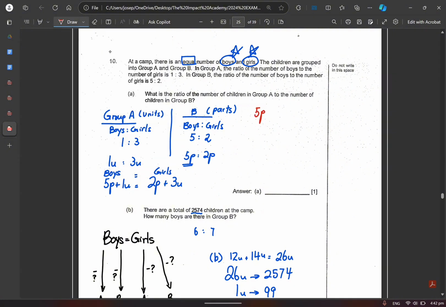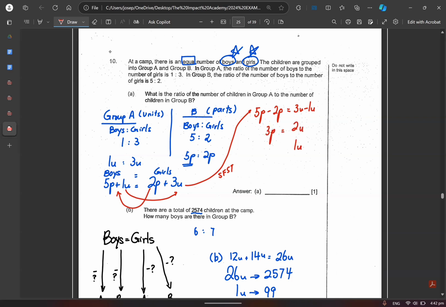I'm going to say 5 parts, so I'm going to continue from here. This process is called same family sit together. All right, 5 parts minus away 2 parts. Why do I do that? Because I want to bring this over. Correct or not? Then the 3 units I bring over is equals to 3 units minus away 1 unit. So 3 parts is equals to 2 units.